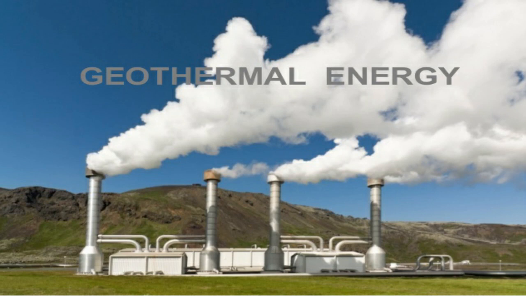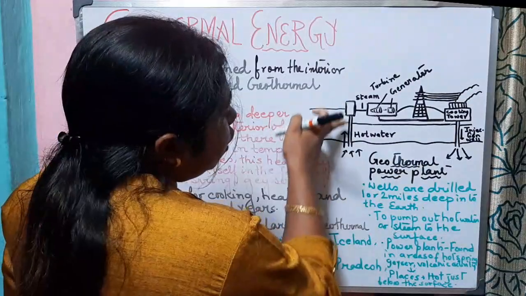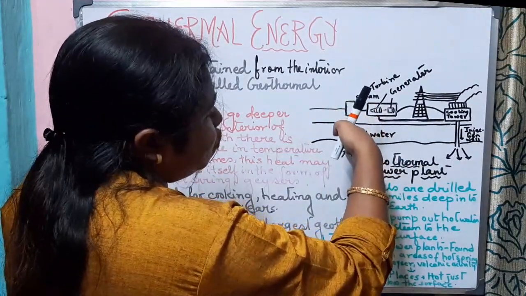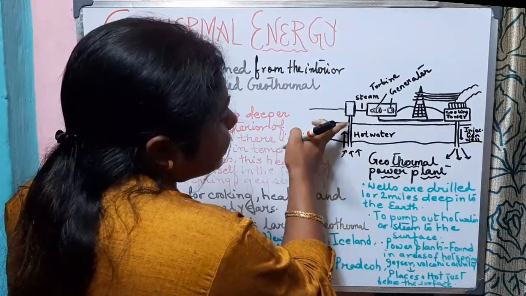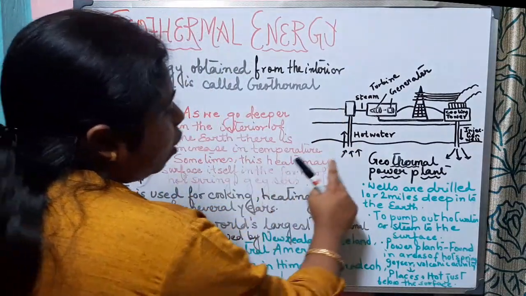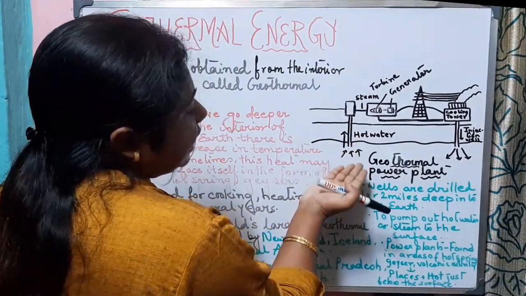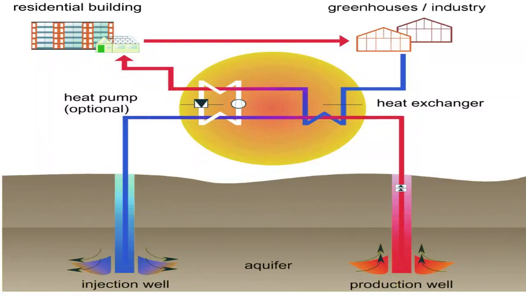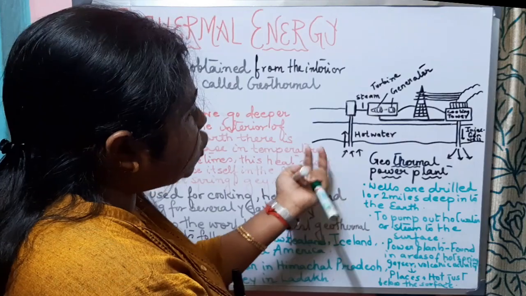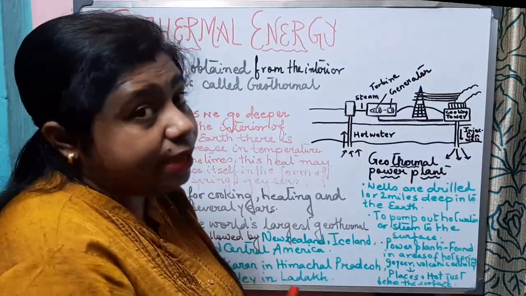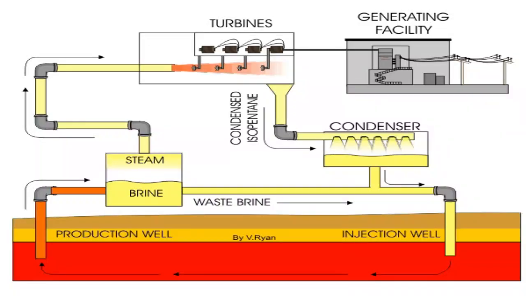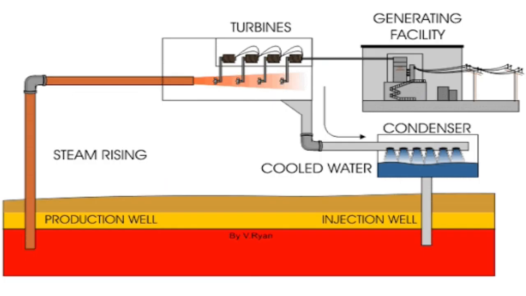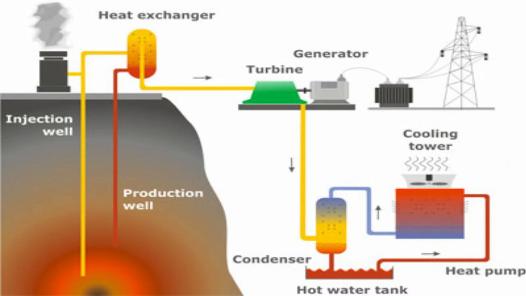Now here you can see a geothermal plant. Here we can see that wells are drilled 1 or 2 miles deep into the earth. Now, why are these drilled? So that they can pump out hot water or steam to the surface. Now this steam runs the turbine, and the turbine, which is connected to a generator, generates energy.